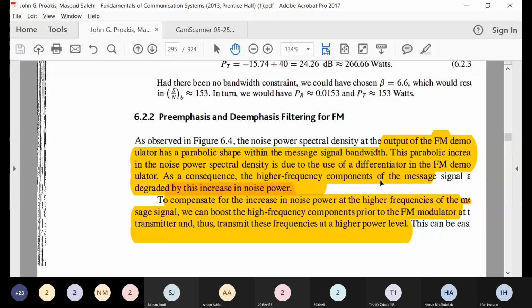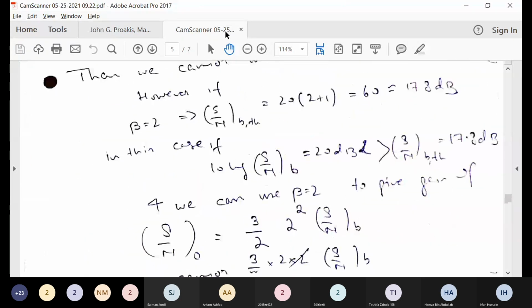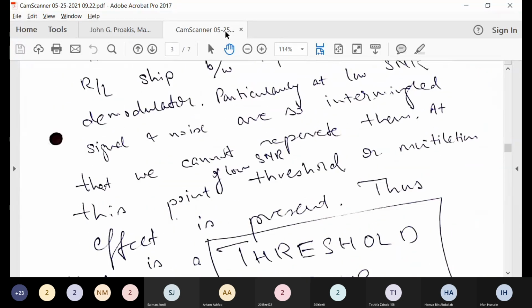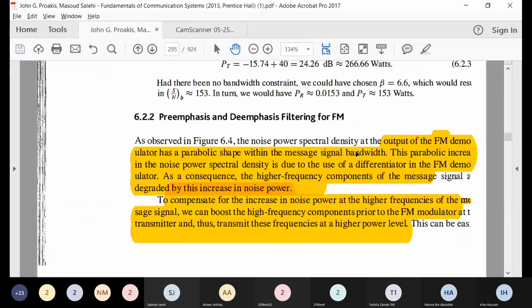The next point is pre-emphasis and de-emphasis. As we have seen in the relationship, especially in case of FM, the output PSD is directly proportional to the frequency, and not ACF square. So that is why greater frequency will have greater noise. But the signal doesn't change, the noise increases. And this was all because of the differentiator at the FM.